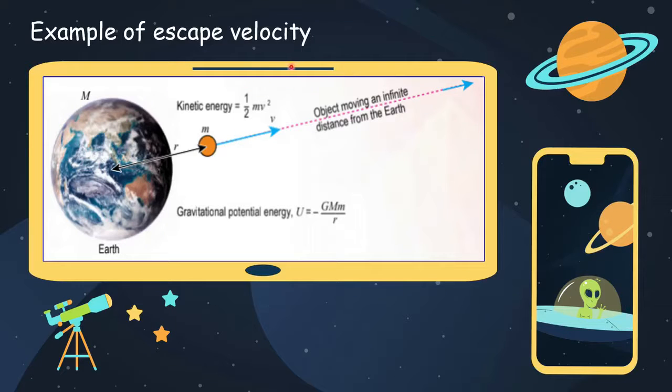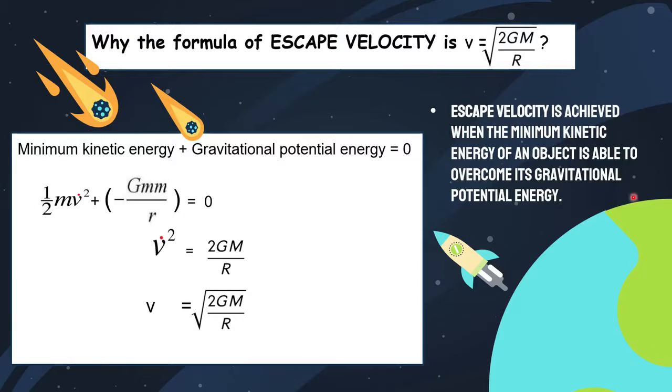Next, let us look at the example of escape velocity. This picture shows an object launched at escape velocity. This object can overcome gravitational force and move at infinite distance from the Earth. That's why the formula of escape velocity is V is equal to square root of 2GM over r.